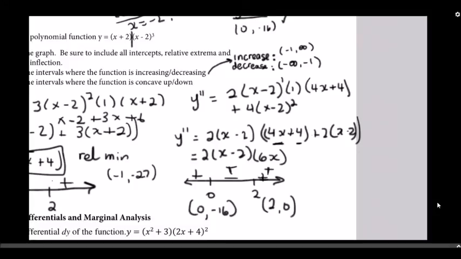Now, concave up and concave down come from the second derivative here. Concave up would be the positive intervals, this interval and that interval. So it's concave up from -infinity to 0 and from 2 to infinity, and concave down between 0 and 2.